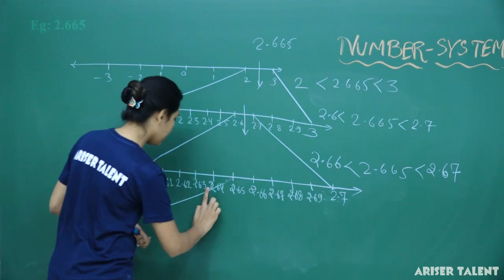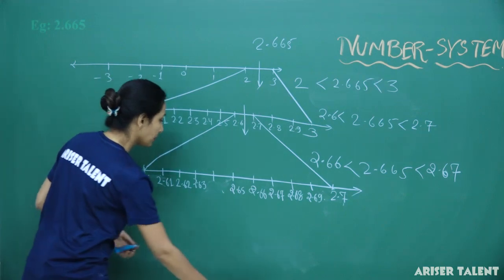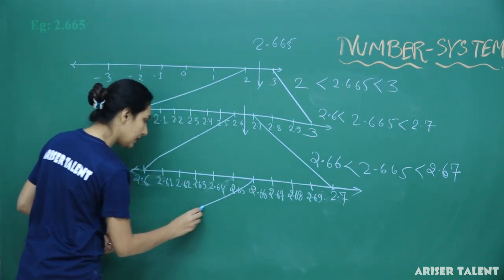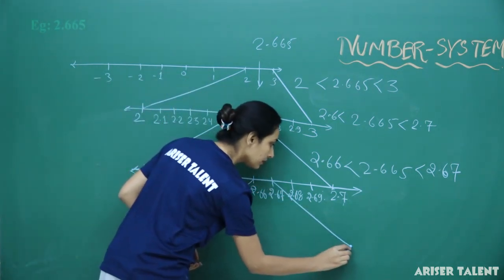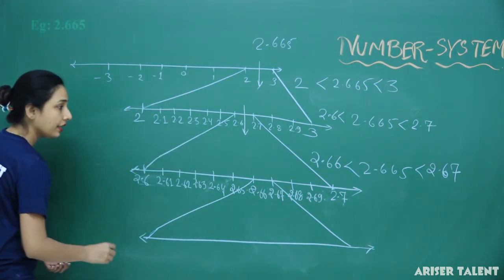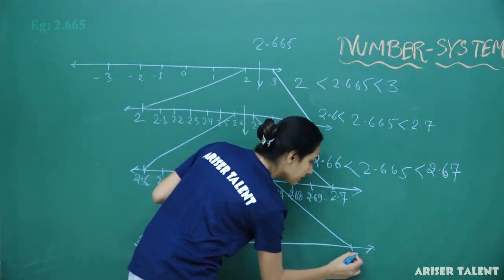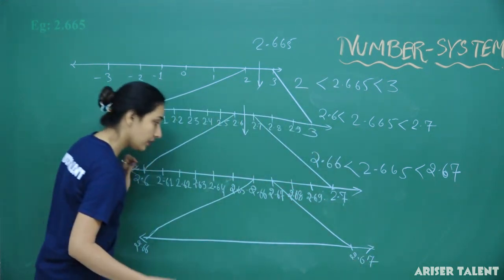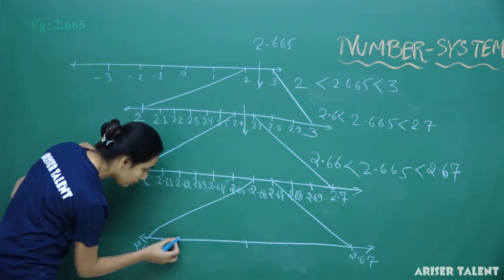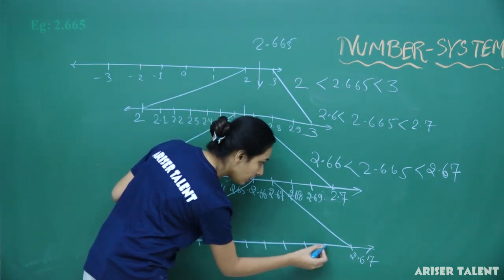2.66 it is here. So 2.66 and 2.67, these are the two boundaries. So now again the number line. Okay, now having this 2.66 here and 2.67 here. Okay, now this is the mid. I am having this 1, 2, 3, 4, 1, 2, 3, 4.